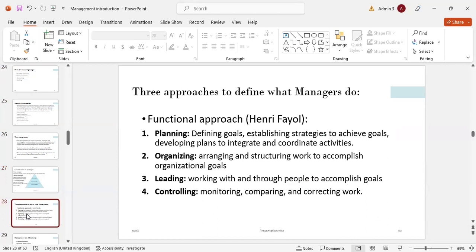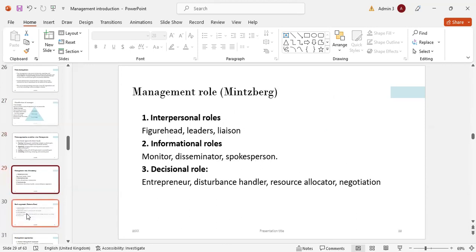Three approaches to define what managers do. First approach is the functional approach. First step of that is planning: defining goals, establishing strategies to achieve goals, developing plans to integrate and coordinate activities. Number 2 is organizing: arranging and structuring work to accomplish organization goals. Number 3 is leading: working with and through people to accomplish goals. And 4th is controlling: monitoring, comparing, and correcting work.